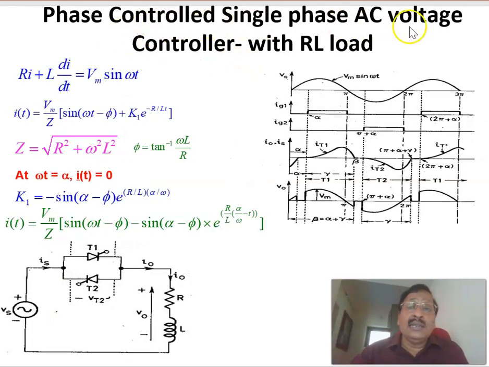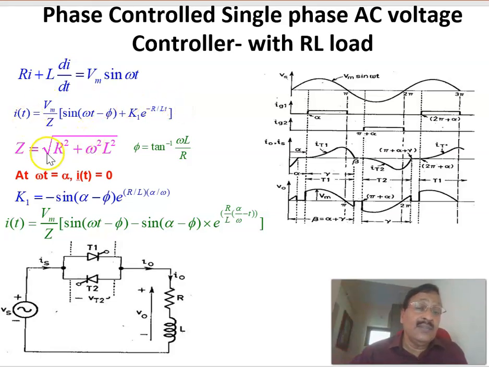Now, continuing the phase angle control AC voltage control with an RL load, as we already saw in the last slide, the corresponding equation governing, when T1 is conducting, comes from applying Kirchhoff's voltage law to this loop. Therefore, Ri plus L di by dt equals Vm sin omega t. We have to derive the current equation during the conduction of thyristor T1. We solve this first order differential equation, and we get i equals Vm by Z sin(omega t minus phi) plus a constant K1 times e raised to minus R by L into t.